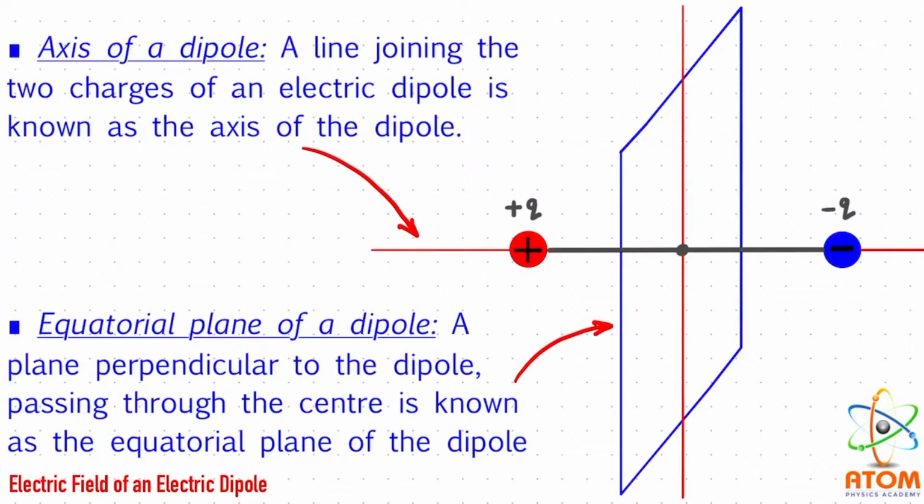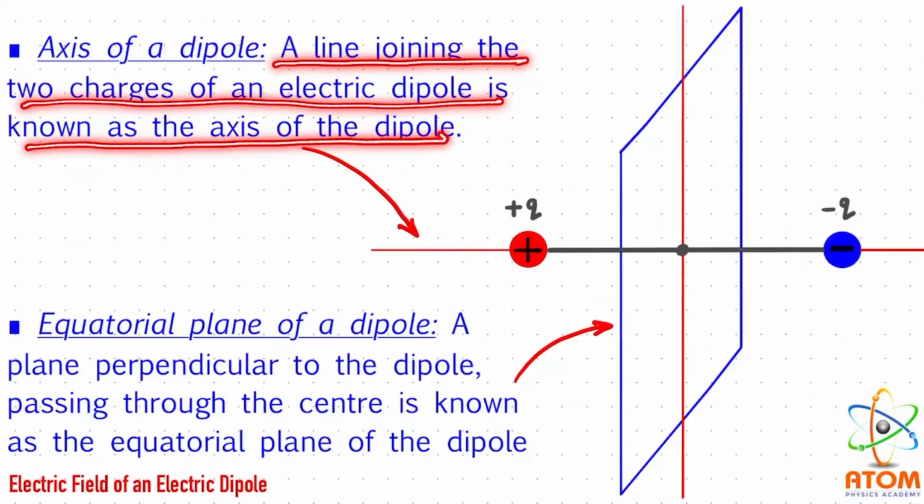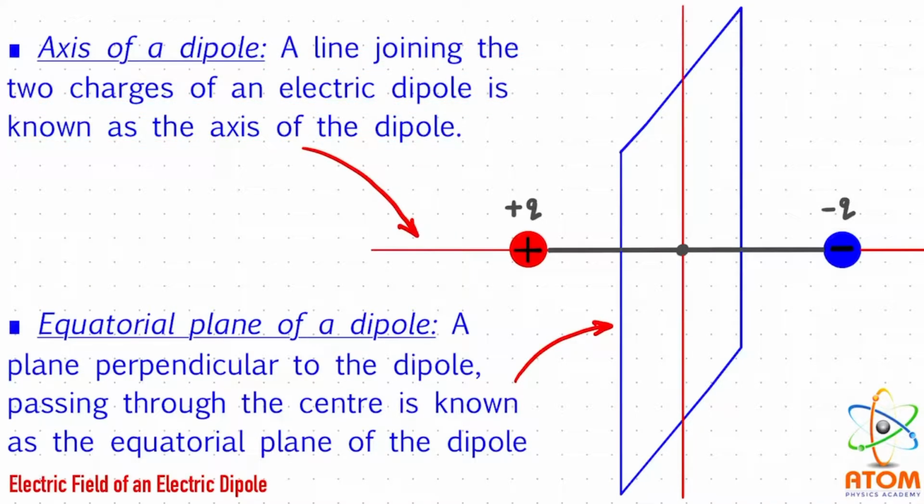Let us see what the axis of a dipole is. A line joining the two charges of an electric dipole is known as the axis of the dipole. You can see this line is joining both the charges plus q and minus q. That's why this line is known as the axis of a dipole.